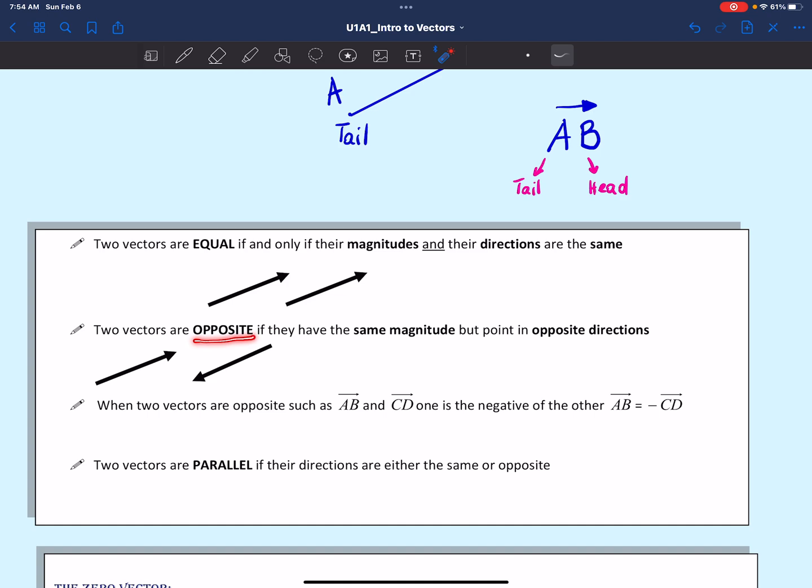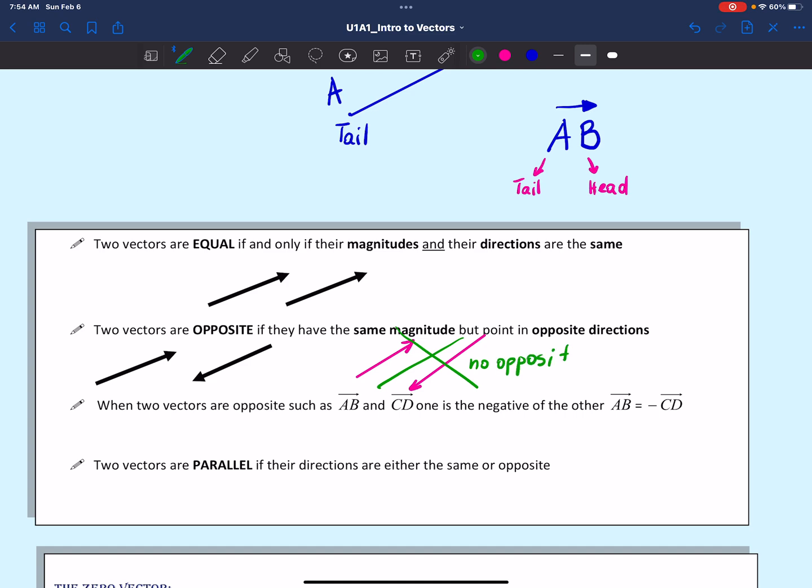Two vectors we say are opposite if they have the same magnitude. So if you measure or look at the length of each vector, they're exactly the same, but they are opposite in direction. So here we go. If two vectors are opposite in direction, though, they're not necessarily opposite. For example, you can see here the directions of these two vectors that I just drew are opposite, but their magnitudes are different. So that means these two vectors are not opposite vectors.